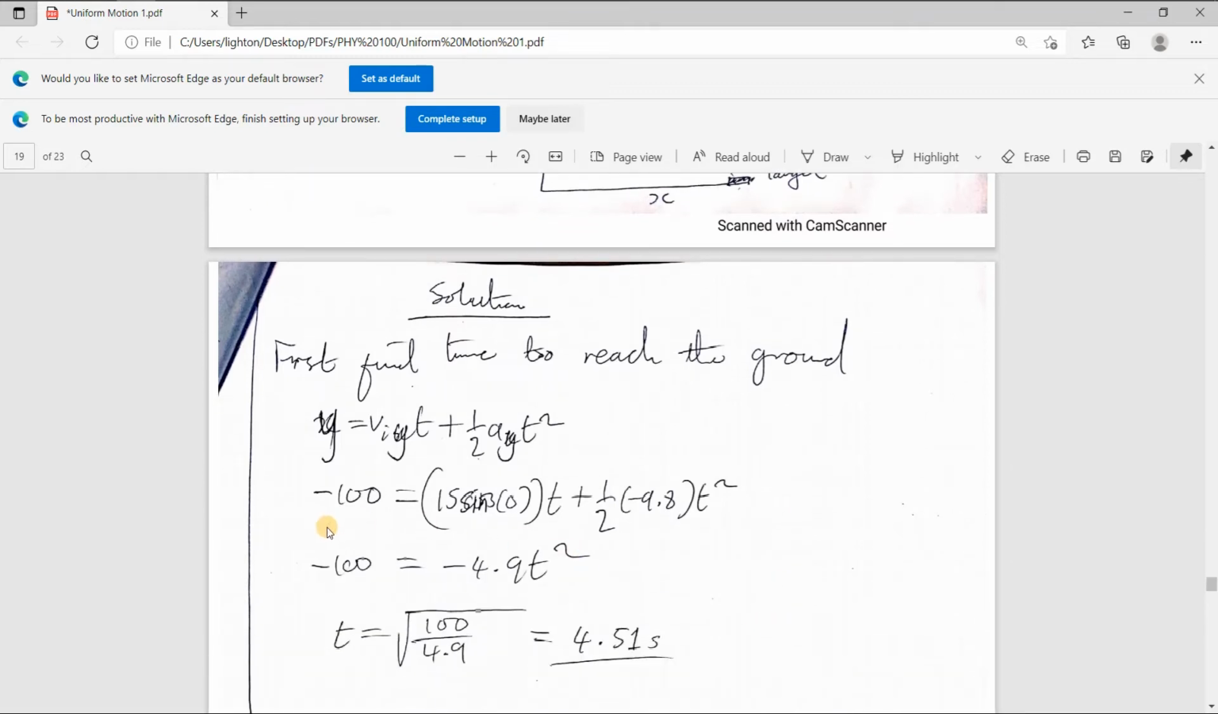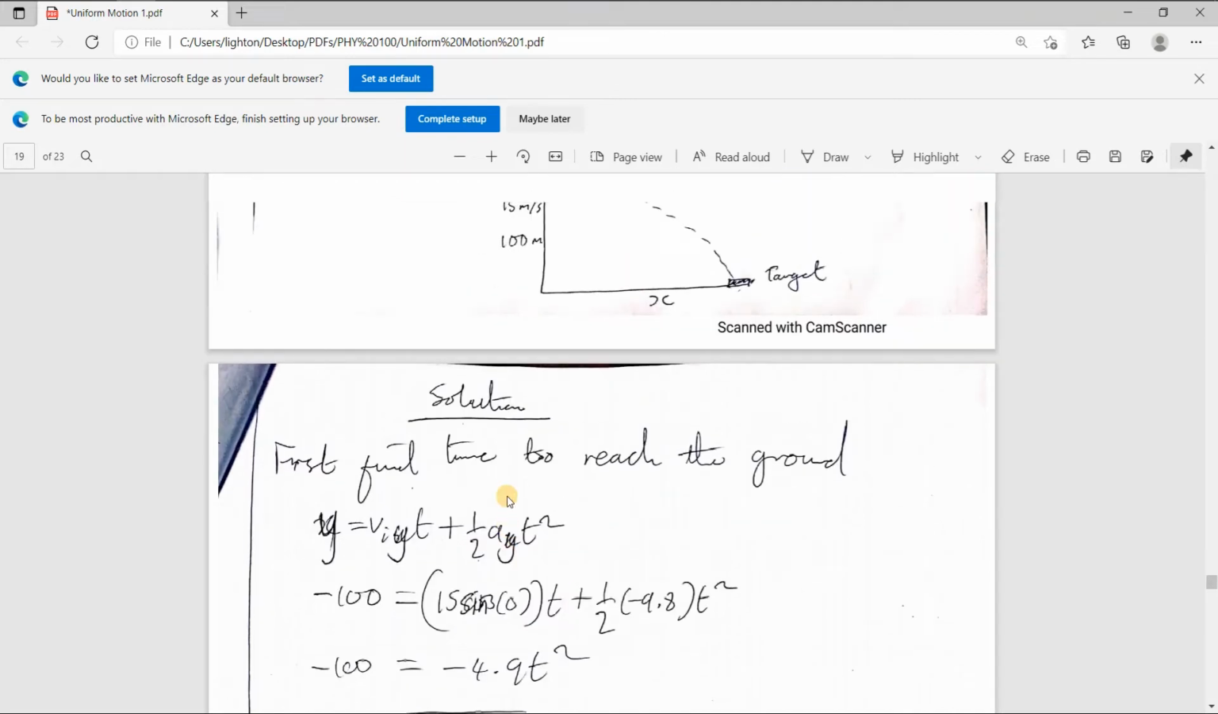Okay, so we have minus 100 is equal to... minus 100 is equal to... sorry, this is 15 sine 0, not sine 30. This was a mistake. This is 15 sine 0.